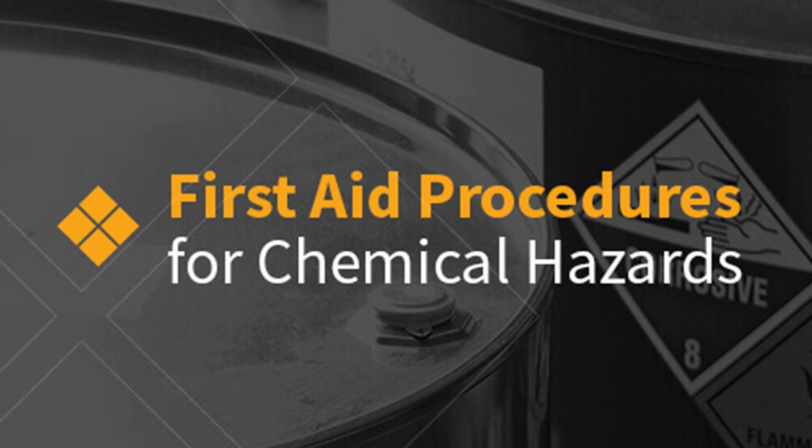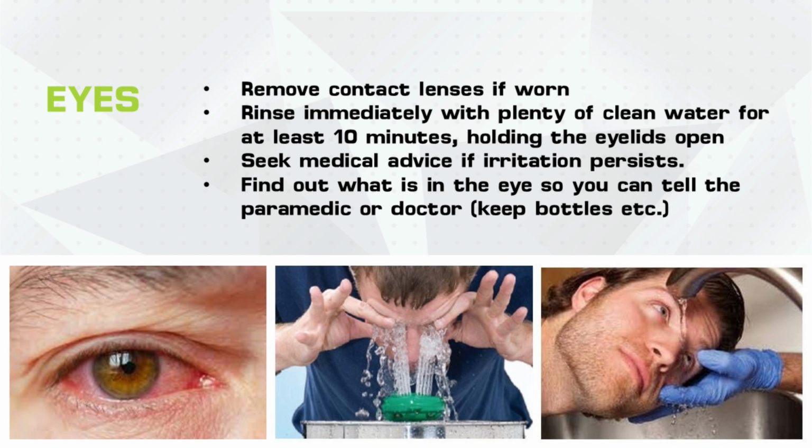The last chapter in this video is about the first aid measures you should follow in the event of an accident with a hazardous substance. If a chemical has come into contact with your eyes, the first thing to do is to remove contact lenses if you are wearing them, and if it is easy to do so. Then, you should rinse your eyes immediately with plenty of clean water for at least 10 minutes whilst holding the eyelids open. After that, if irritation persists, seek medical advice. It is also helpful if you can find out what the chemical solution is composed of so that you can tell the paramedic or doctor.